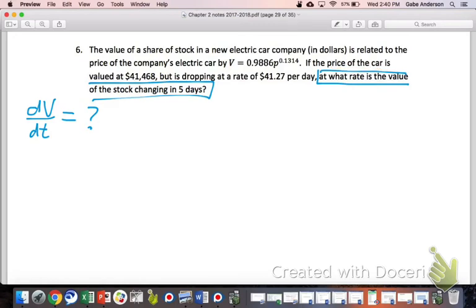Oh, look at that. The price of the car is dropping at a rate of $41.27 per day. So price of the car is represented by the letter P, so I'm going to write dP/dt equals, should I write a positive number or a negative number? Negative. Why? It's dropping. Price is going down. So I'm going to put negative 41.27 right there.